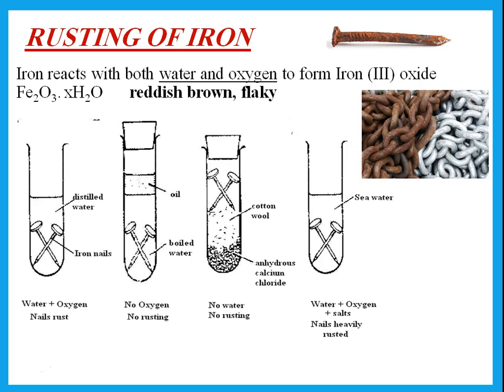What do we mean by flaky? Flaky means it can peel off, it can fall off. So this piece of nail, if I leave it for a long time, the rust that forms on it can peel off, and if the nails are left long enough, they will eventually just change into a reddish brown powder because all of the rust peels off.